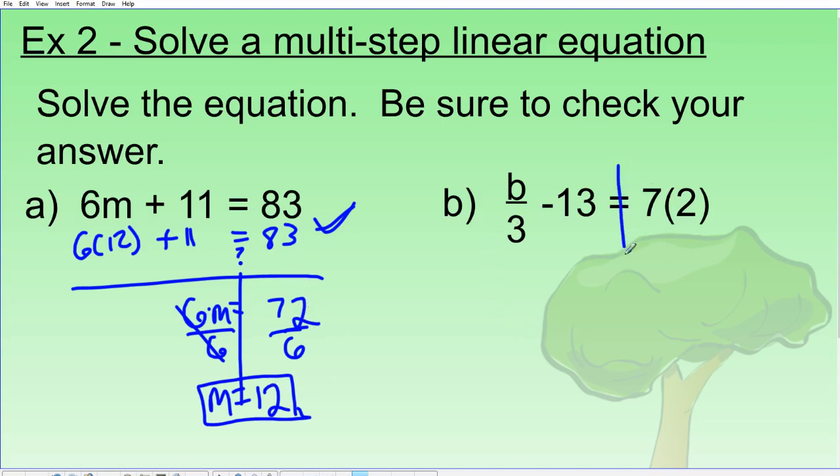Letter B. Now, looking at this already, I can see I can simplify this a little bit. There's no reason for this to be a 7 parenthesis 2, 7 times 2. I can just make that 14. If you want to do it the next step down, you can do it that way as well. So now we have this, and we want to solve. I have no parentheses. I cannot combine like terms. There's nothing to combine on this side, nothing to combine on that side.